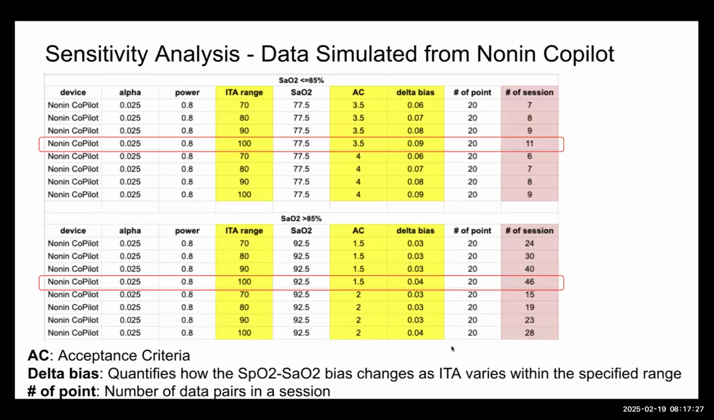And here is a similar table from the top performing device. For different ITA ranges, the delta biases stay consistently low, which are less than 0.1 for the lower set range and less than 0.05 for the upper set range. And we saw that since the delta bias is far away from the acceptance criteria, the sample size estimated to achieve the 80% power is also relatively small, which is 46 subjects.